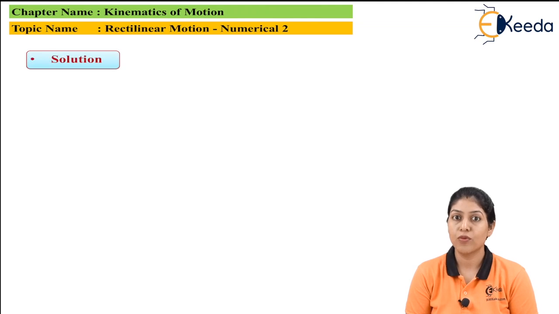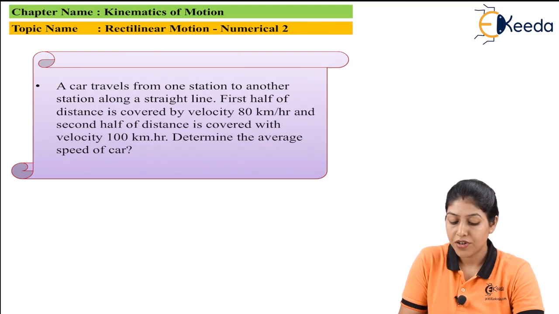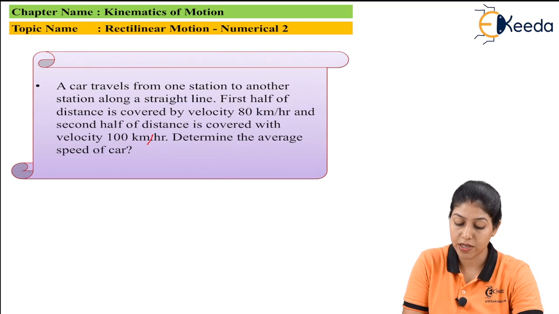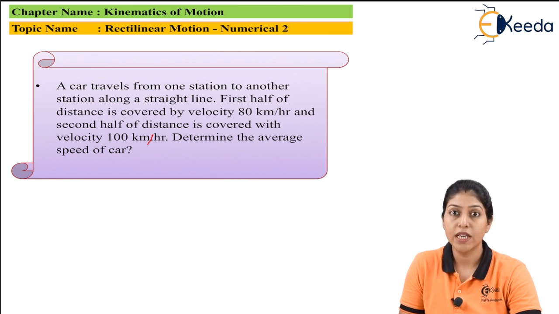So let's start the numerical which is related to concepts of rectilinear motion, and the numerical is: a car travels from one station to another station along a straight line. The first half of the distance is covered with velocity 80 km per hour, and the second half of the distance is covered with velocity 100 km per hour. Determine the average speed of the car.